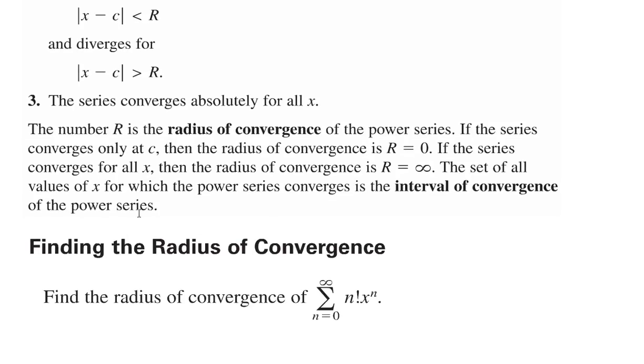Let's talk about the radius of convergence. Let's denote the radius of convergence with the uppercase R. The number R, the uppercase R, is the radius of convergence of the power series. Okay, if the series converges only at its center, then the radius of convergence is 0. You might ask, how is that? Radius of convergence is the distance between the center of the power series and the largest x value or the smallest x value for which the series converges.